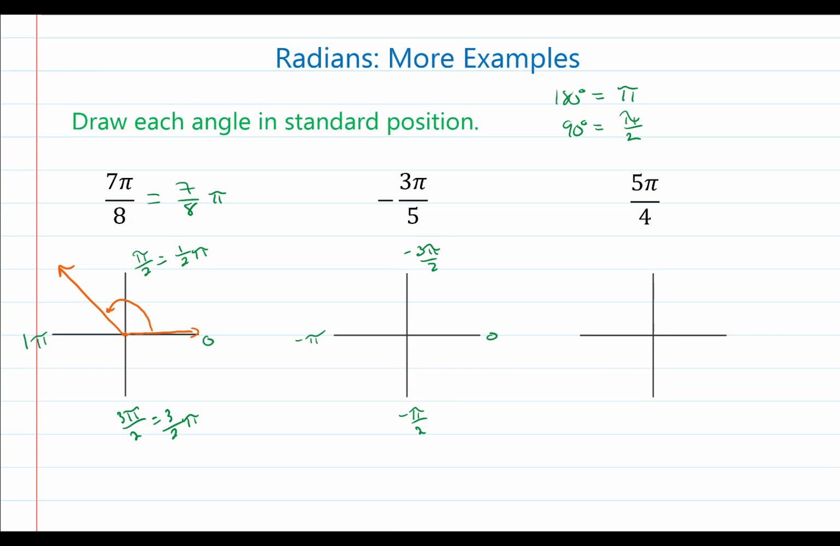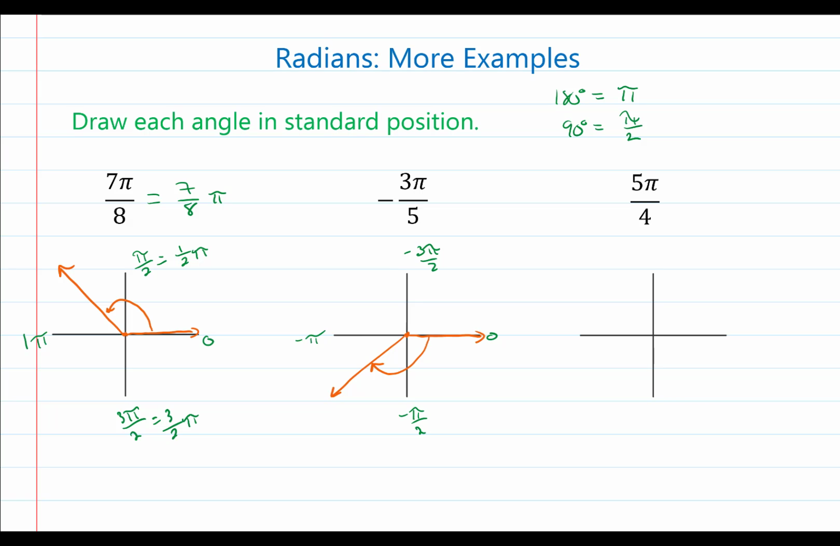From here, I'm going to go ahead and plot my vertex and initial side. Now the question is, where is negative 3/5 located when you compare it to the angles that I've marked on the coordinate plane? Well, negative 3/5 is going to be between negative 1/2 and negative 1. So therefore, the terminal side will be in quadrant number 3 with the rotation being clockwise.